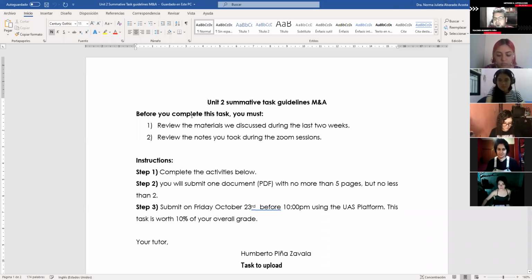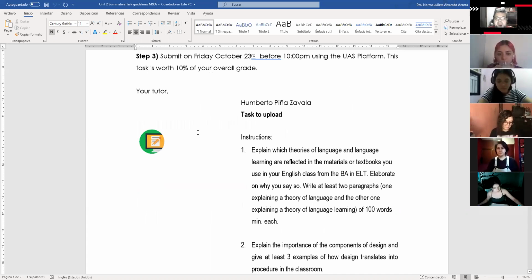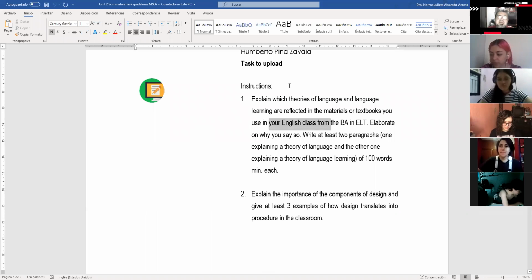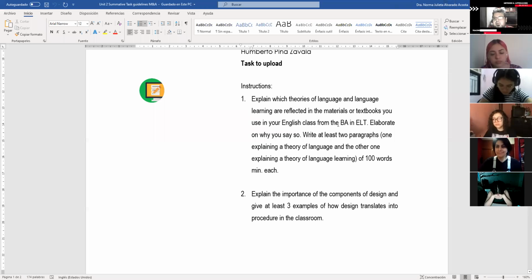All right, so all the information you need is in your documents. And if you need more help, then you have the books that I told you about. They can help you with this. Now it says, explain which theories of language and language learning are reflected in the material textbooks you use in your English class. Like I said, if you want to take the passages and analyze that, that's fine. It's no problem. If you feel more comfortable with another textbook, use another textbook. It's fine. Just let me know what textbook it is and all the information about that.